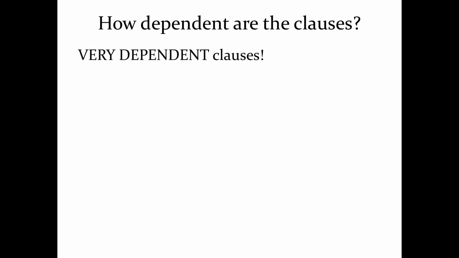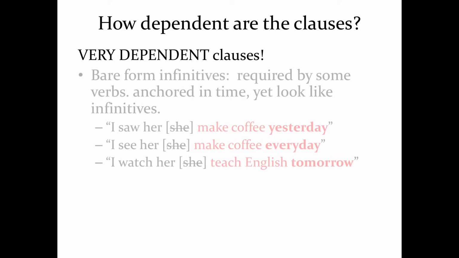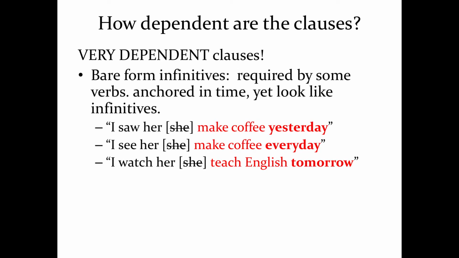How dependent are clauses? Well, there is actually a little bit of a spectrum. You probably saw there was a lot of different kinds of dependent clauses there. Some clauses are very dependent. These are the bare form infinitives like we have in English, where there's really not much. Some verbs require them. They are anchored in time, but yet they look like they have the infinitive form. Like, I saw her make coffee yesterday. I could say I saw that she made coffee yesterday, in which case I'd be using a much more independent type of dependent clause.